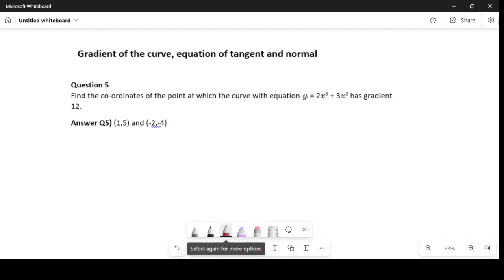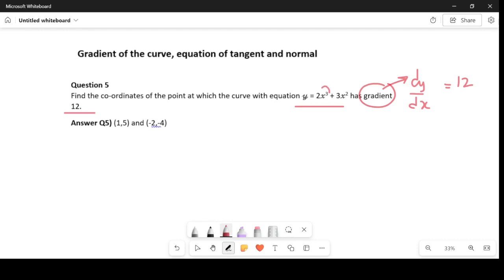Okay, here's question number 5, which says find the coordinates of the point at which this curve has a gradient of 12. Gradient of 12 means that its dy by dx should be equal to 12. So let's find dy by dx and equate it to 12. That's going to be, the 3 comes down and multiplies with the 2, so 6x, the power gets reduced by 1, 6x squared plus 6x.